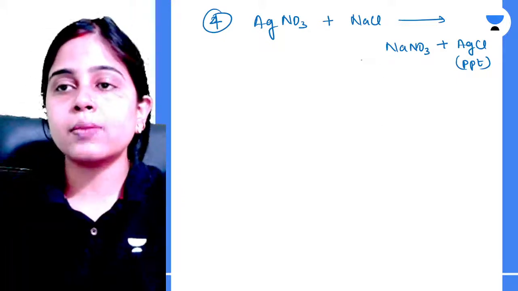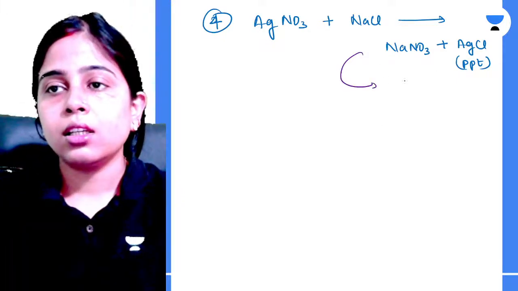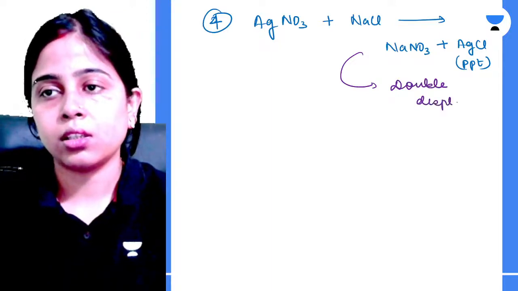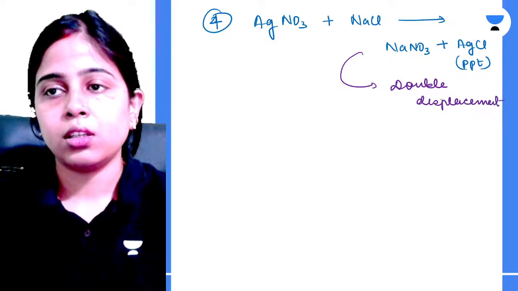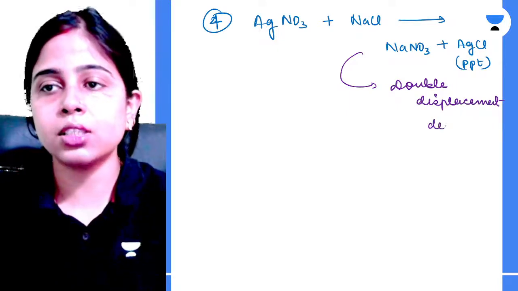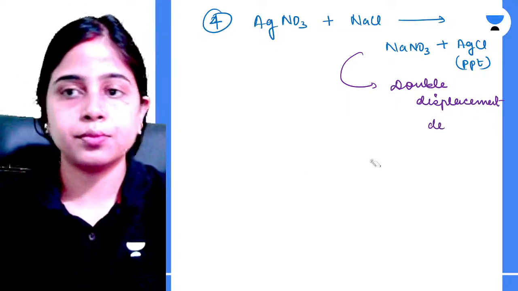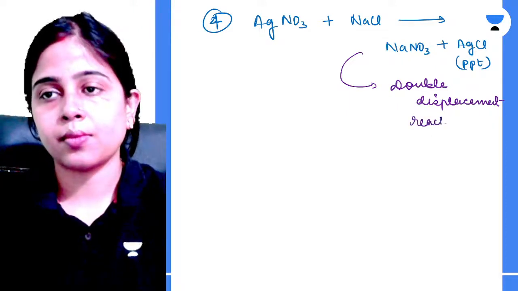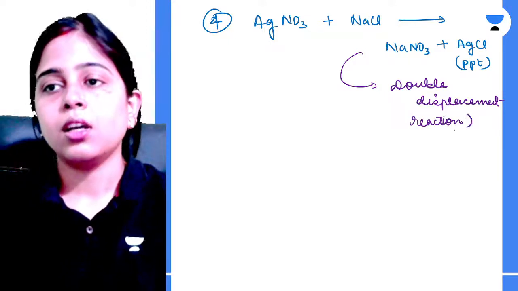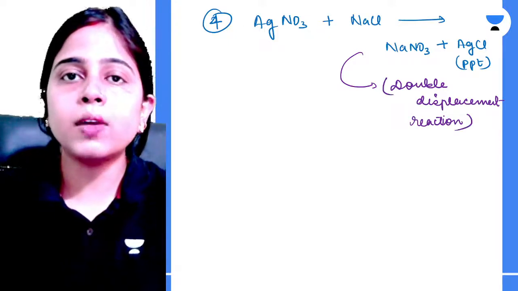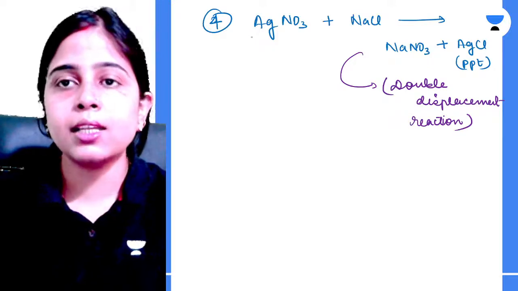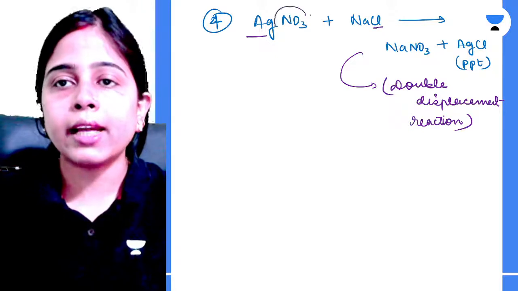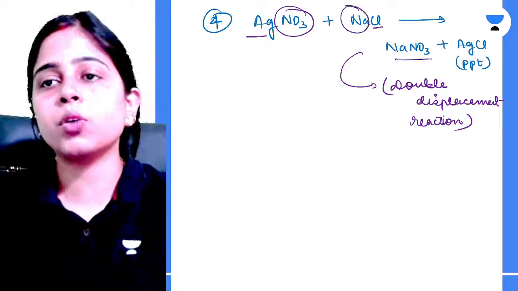Yes. So this is basically, you can see, your double displacement reaction. Here the mutual exchange of radicals is taking place. Silver is getting combined with chlorine to form silver chloride, and nitrate is combining with sodium to form sodium nitrate.